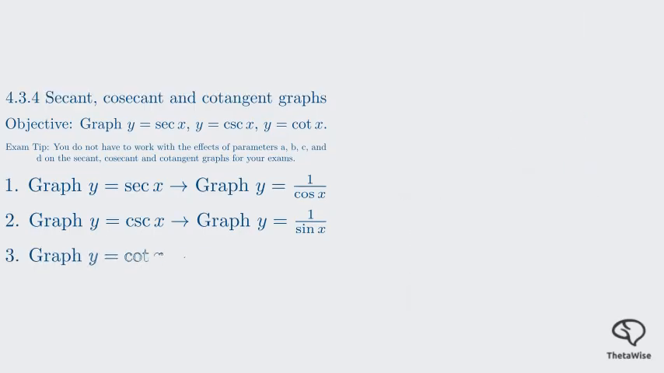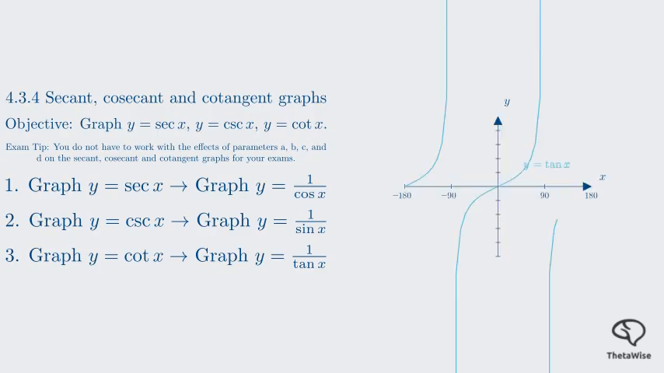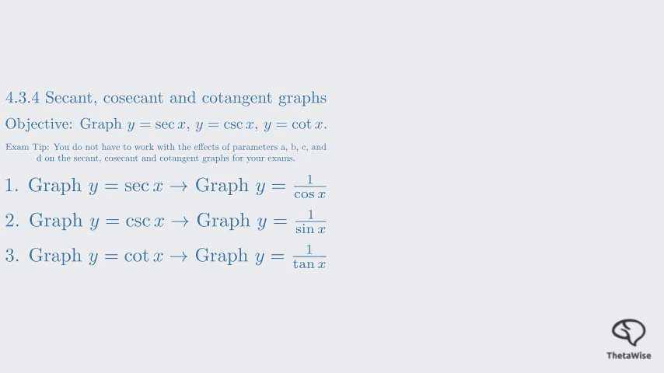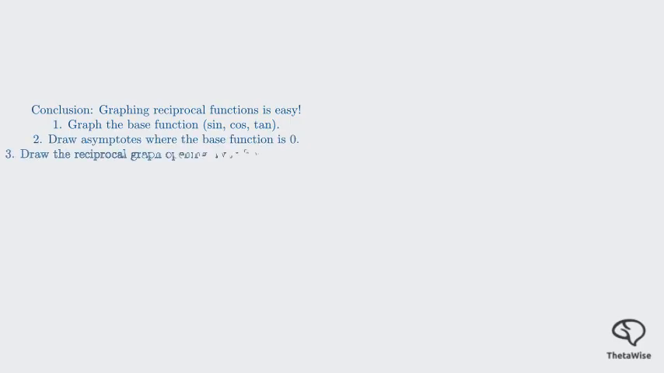Finally, we have y equals cotangent x. We graph its reciprocal, y equals tangent x. The asymptotes for cotangent x occur wherever tangent x is 0, which is at negative 180, 0, and 180 degrees. The cotangent graph also passes through 0 at the locations of tangent's asymptotes, which are negative 90 and 90. Its branches descend from left to right between the asymptotes. By following this method of first graphing the reciprocal function, you can easily reproduce the basic shapes of the secant, cosecant, and cotangent graphs.